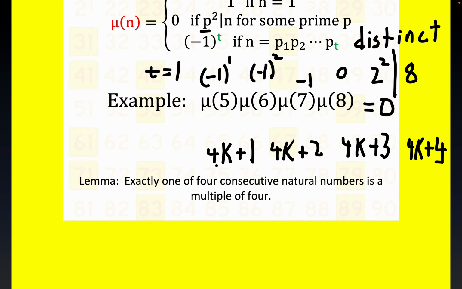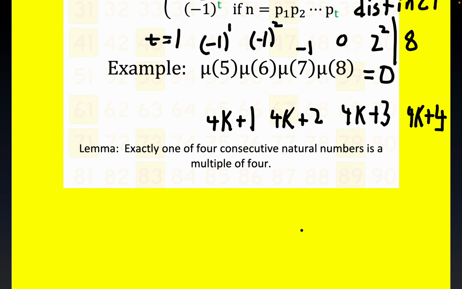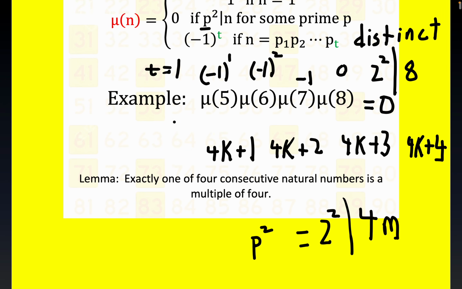So there's exactly one multiple of 4 in 4 consecutive integers, okay? Exactly one of them is a multiple of 4. But notice that 2 squared divides any multiple of 4. And let me just write that as 4m. And that's manifestly true, right? 2 squared, and you see this is the p squared that we're talking about, right? This is the p squared that we're talking about in this definition that gives us the 0, right? So anyway, that really more or less completes the proof.